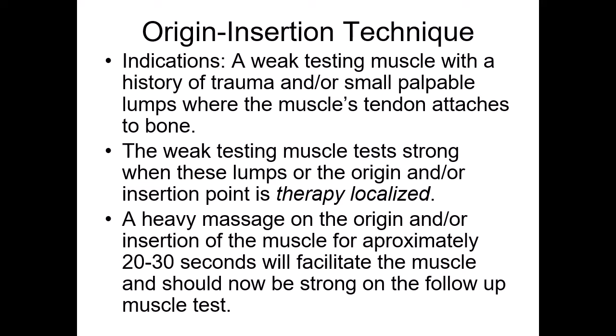Meaning, you will test a muscle. If that muscle is inhibited or weak, you will have the patient place their fingers on either the origin or insertion point of that muscle, and then you will retest. If this muscle now tests strong or is facilitated with the patient placing their hand on the origin insertion points, then this muscle is a good indication for the origin insertion technique.